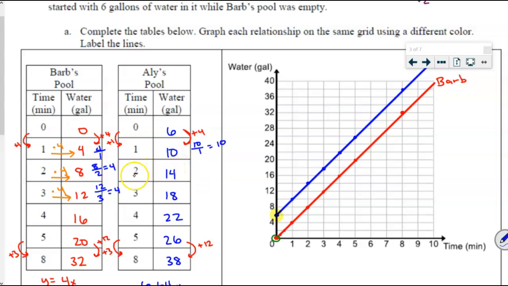14 gallons of water over the course of 2 minutes, so that's 14 over 2, and that's equal to 7. 18 gallons of water over the course of 3 minutes, 18 over 3, that is equal to... So we're seeing that this number is changing when it is not proportional.